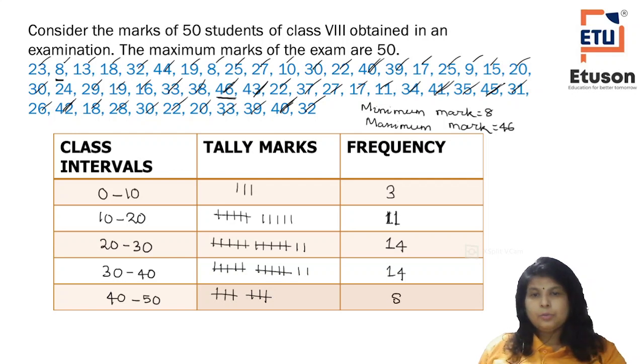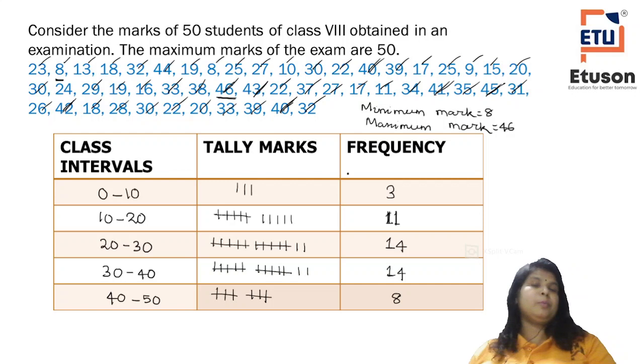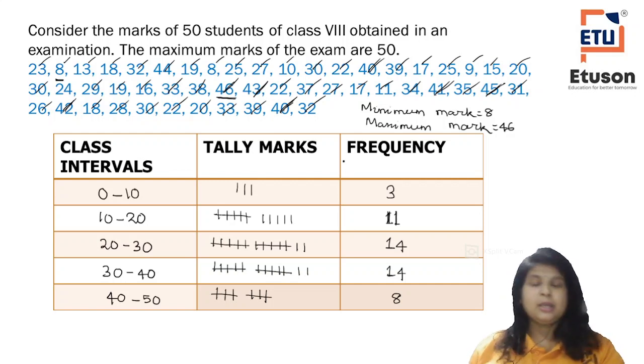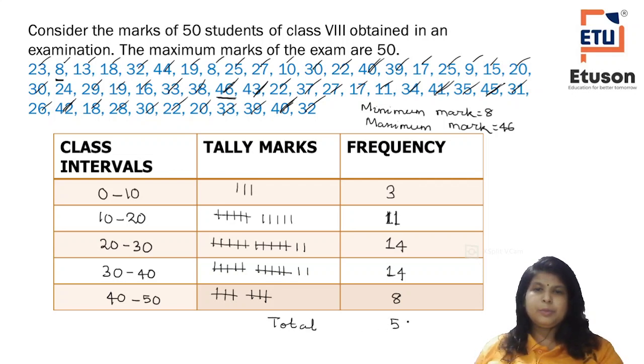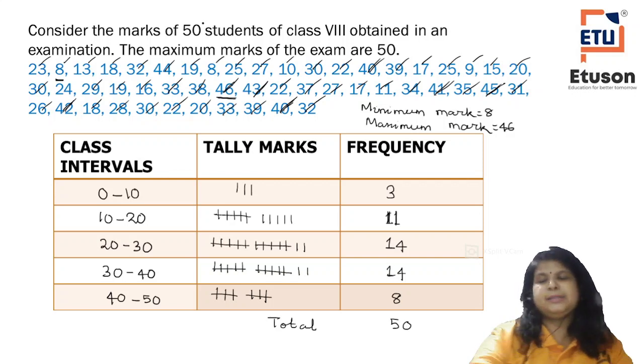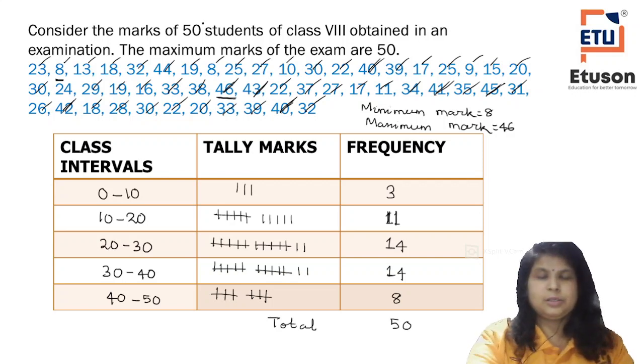Okay, so while finding out the frequency for this kind of data, you have to be very careful and check repeatedly. There should not be any mistake. Another cross check you can do is that the total frequency will be equal to 50 in this case, as you have 50 students. It cannot go beyond that or be less than that. So in this case we have got the correct answer.